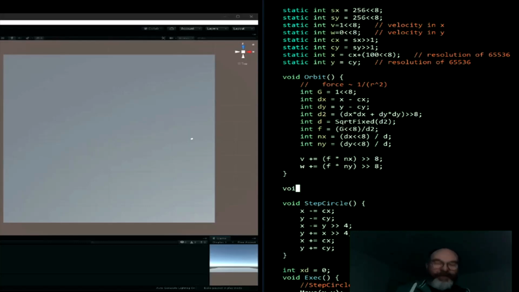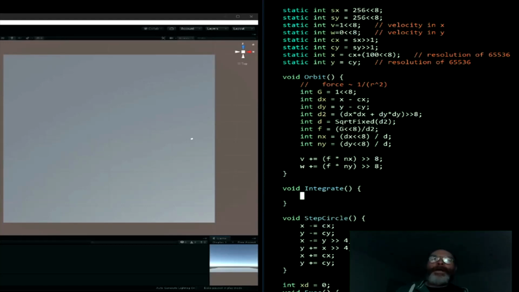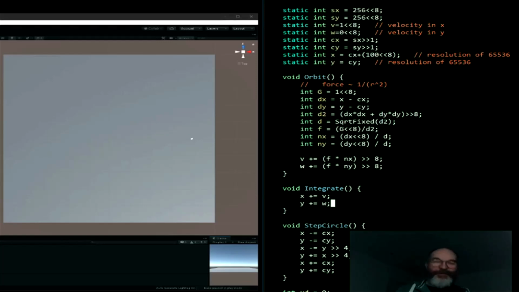Okay, and what I'm going to do is I'm also going to create an integrate function. This is just going to add acceleration to velocity, v plus equal. Oh, I already did that one. So what I actually need to do is x plus equal v, and when adding or subtracting in fixed point, you actually do not need to do anything, that just works.